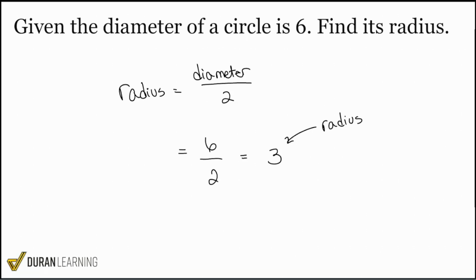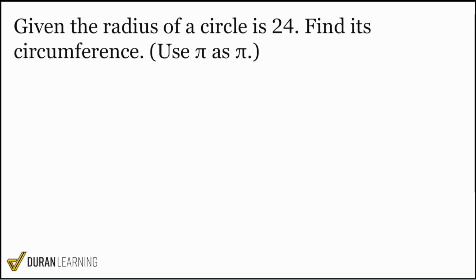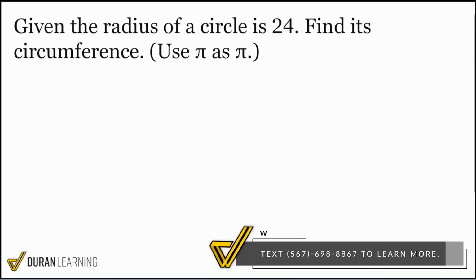If we're going back to the radius from the diameter, we cut it in half. So let's go ahead and move forward here to example number 3, where now we are starting off with the radius of a circle, and we want to find that circumference. One more time, the goal here is to find the circumference.